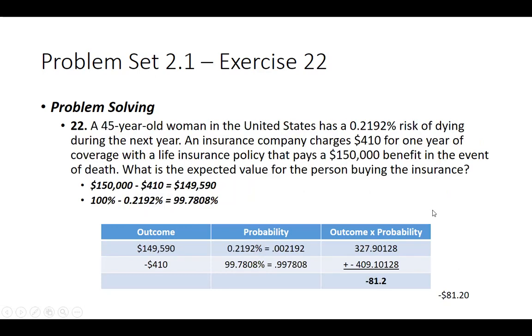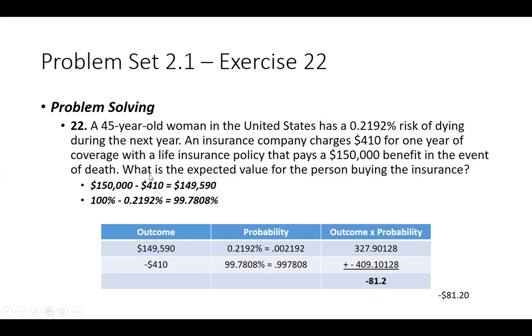Number 22. A 45-year-old woman in the United States has a 0.2192% risk of dying during the next year. An insurance company charges $410 for 1 year of coverage with a life insurance policy that pays a $150,000 benefit in the event of death. What is the expected value for the person buying the insurance?